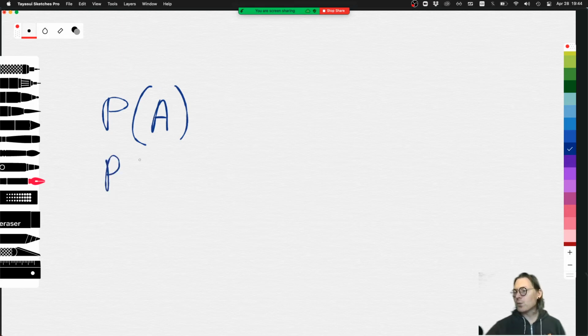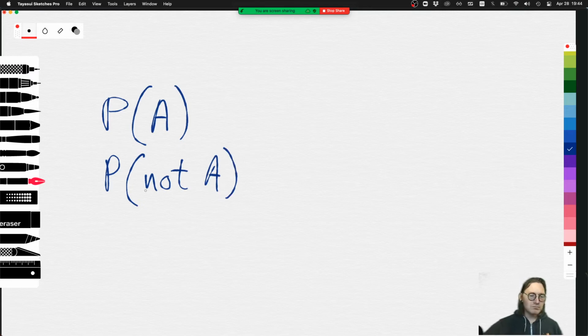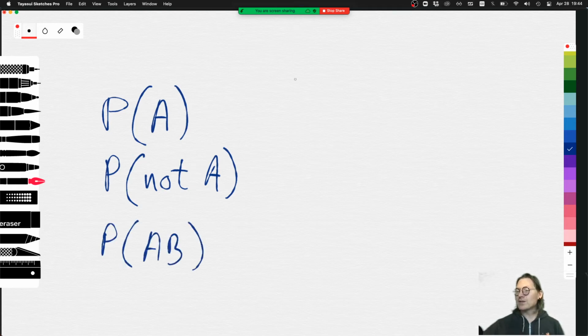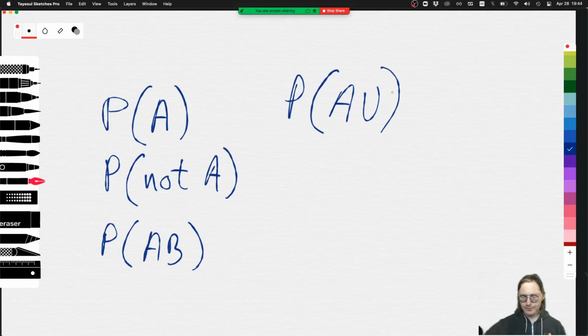We could also ask, well, the probability of not A, right? In the case that we just saw, that would again be 0.5, right? It's still 3 out of 6 items. We can ask something like, what is the probability of A intersect B? We can ask, what is the probability of A union B? We can ask that question.